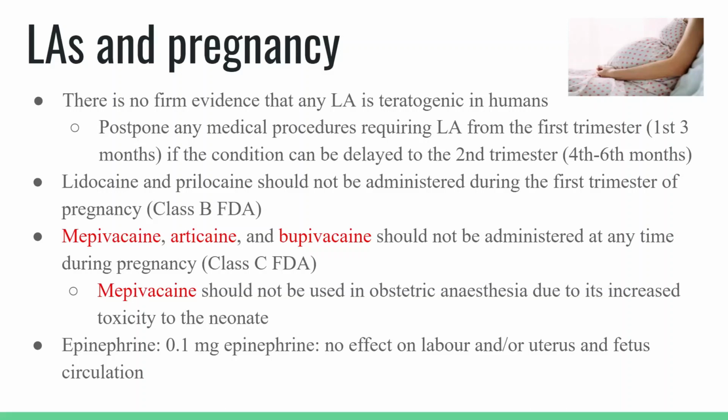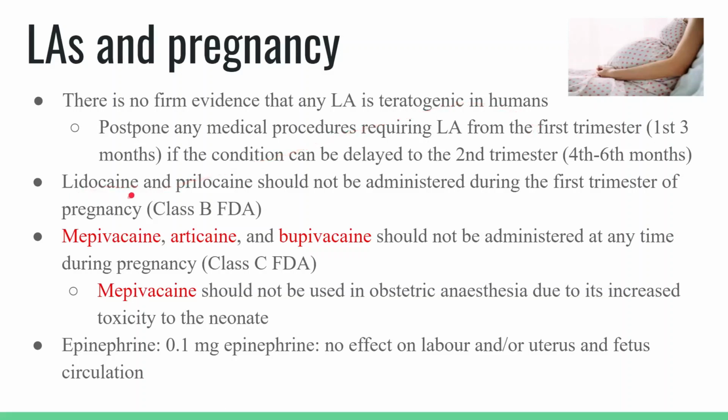Okay? But as a precaution, we try to postpone any medical procedures requiring local anesthesia from the first trimester, which is the first 3 months of pregnancy, if the condition can be delayed to the second trimester, which is from the fourth to the sixth month. Okay? Because usually in the first 3 months of pregnancy we try to avoid giving the pregnant lady any kind of drug, because this is a very important time of development, so we don't want to risk it. That's why if there is any procedure, we try to delay it to the second trimester.